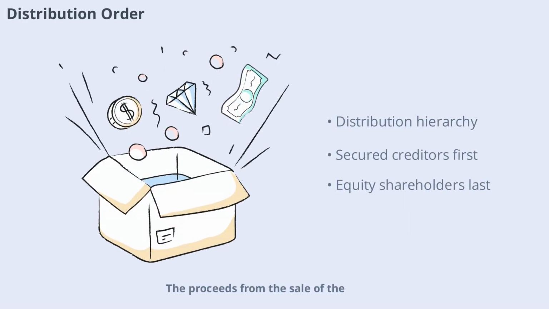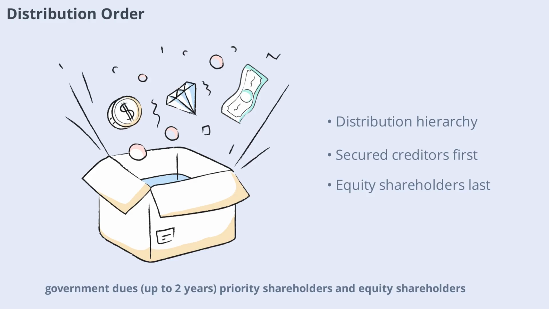Proceeds from the sale of the debtor's assets are distributed in the following order: insolvency resolution costs, secured creditors, dues to workers and employees up to 12 months, unsecured creditors, government dues up to 2 years, priority shareholders, and equity shareholders. This hierarchy ensures that those with the highest stakes and risks are compensated first, maintaining the integrity of the process.